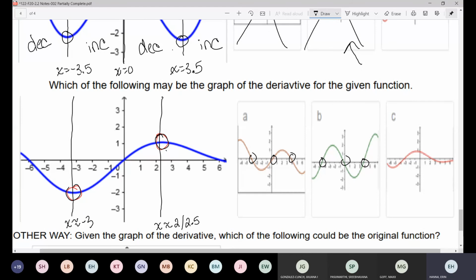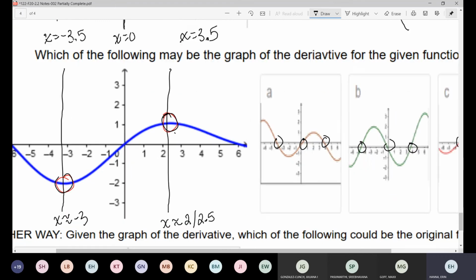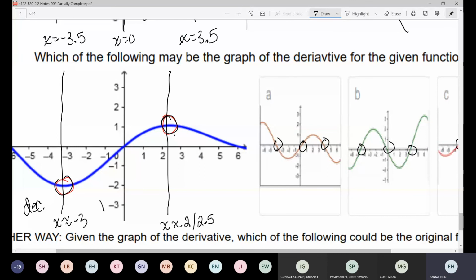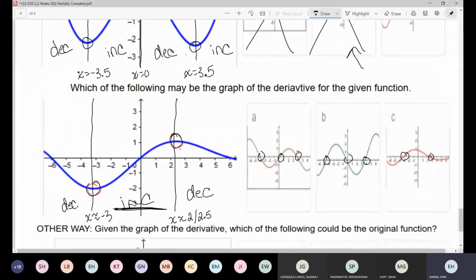Option B, crosses 3 times. That's out. I didn't mean for all of these to be C, but they all turned out to be C. So this one only crosses twice in approximately the right areas. Let's triple check that it follows the correct pattern of above and below. So this was decreasing, increasing through this entire piece, and then decreasing. So we want something that's below the x-axis, above the x-axis, below the x-axis. Only option is option C.